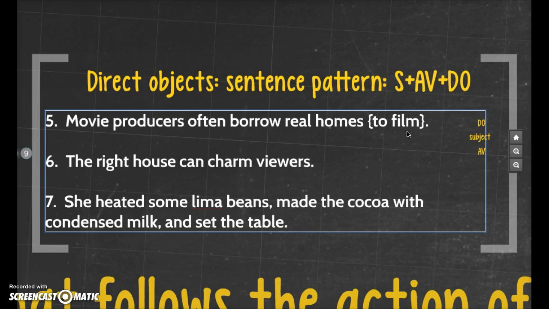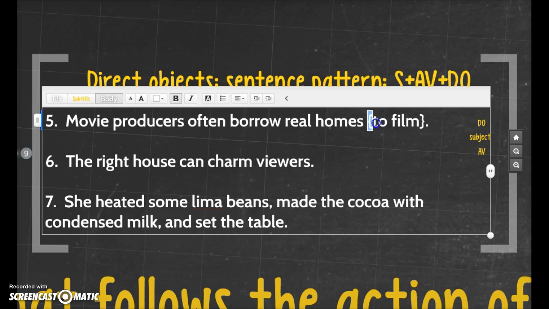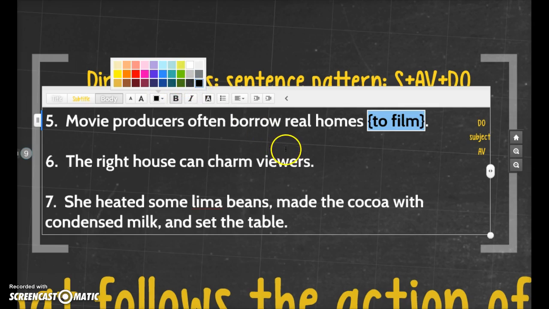And I know that this is acting as a verb, not a noun. Since this is a verb, this is an infinitive, and I want to cross it out, because I don't want to worry about any prepositions or any infinitives. So I'm going to cross it out and highlight it black. Now this is what I have left: movie producers often borrow real homes.